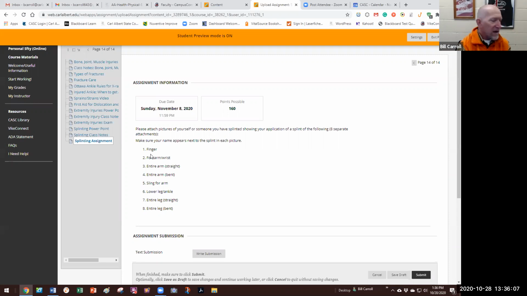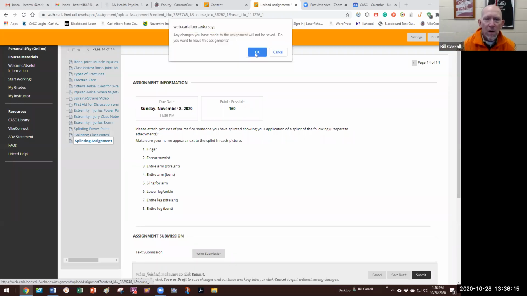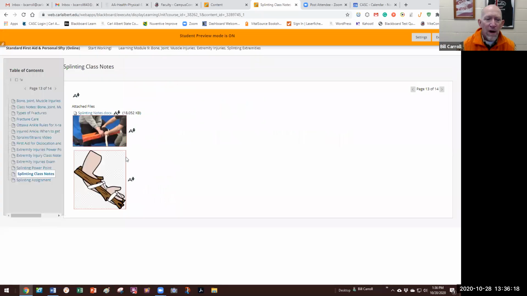Entire arm, leg, or entire arm bent. What the picture shows right here is how to do a forearm. This is showing how his leg's bent. This is showing how to splint the bent leg.